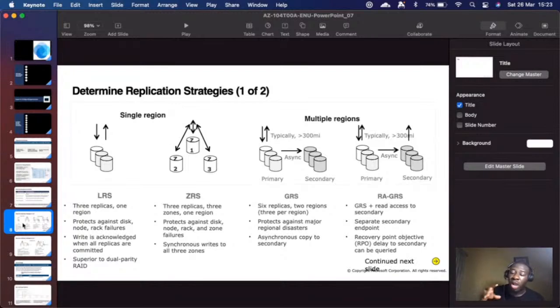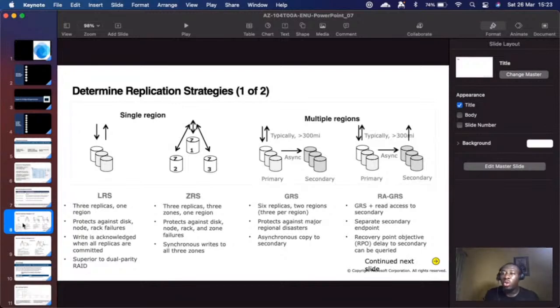So thereby you are giving that kind of data or service very, very high availability. This also protects against disk, node, rack, and zone failures. And also you have synchronous writes to all three zones. That means you can be writing at the same time to all of the three zones.